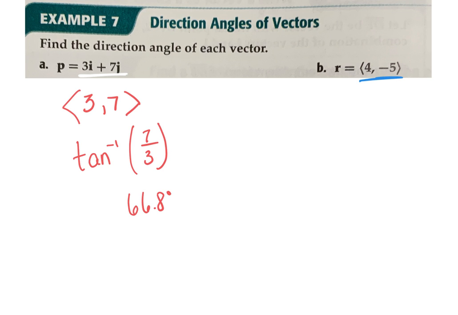They give it to me in component form. All right, component form. This one's a little bit trickier. What quadrant am I going to be in if I'm at 4, -5? Fourth quadrant, okay? So I'm going to still do my inverse tangent here.